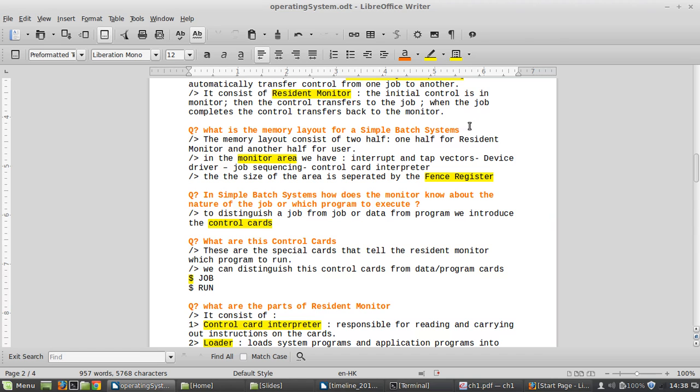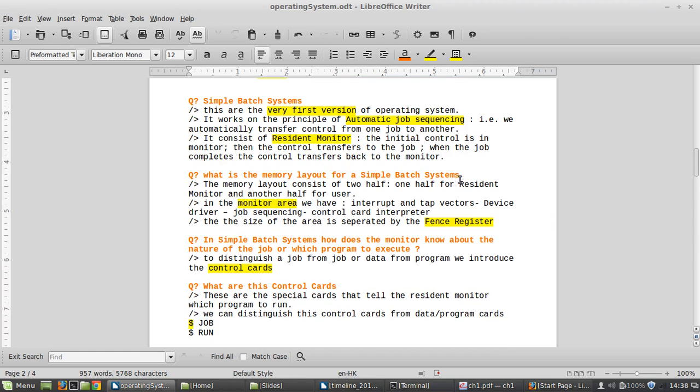Now, what is the memory layout for the simple batch system?